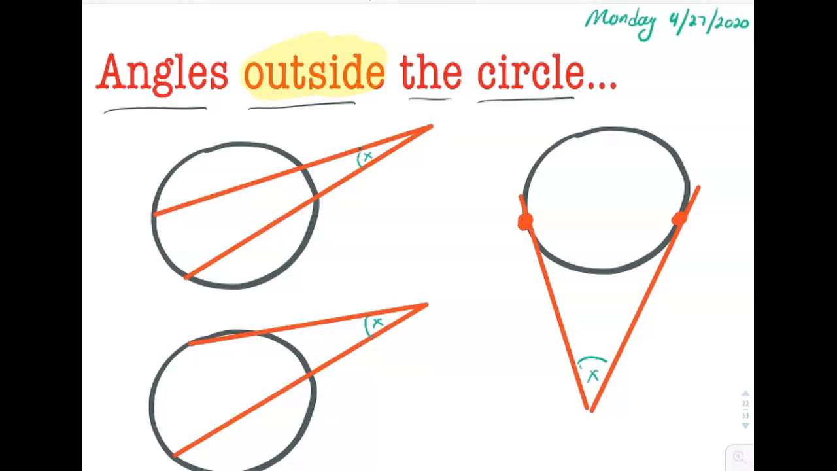So you see this angle right here. That little angle there is formed by these two secants. Remember, secants poke through the circle. They're like chords that get extended past the circle. So those two secants formed an angle way out here.